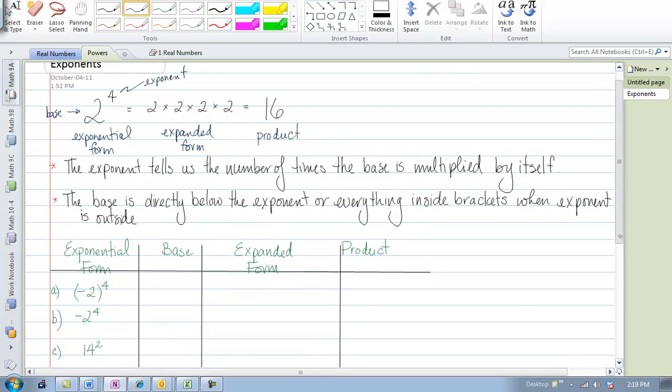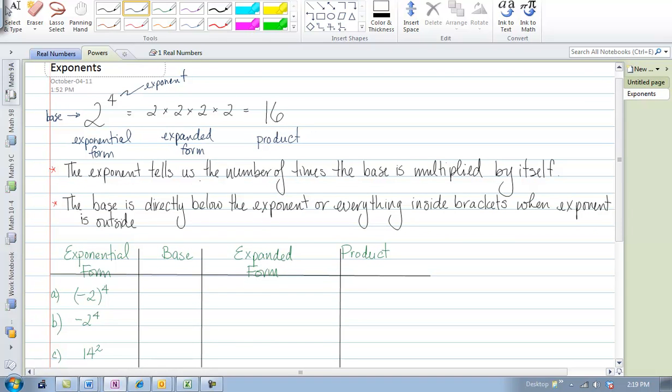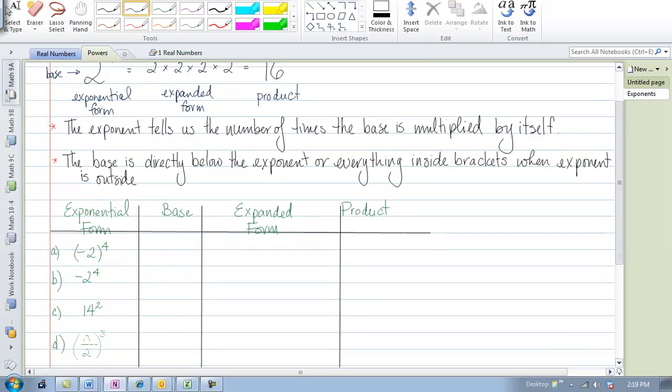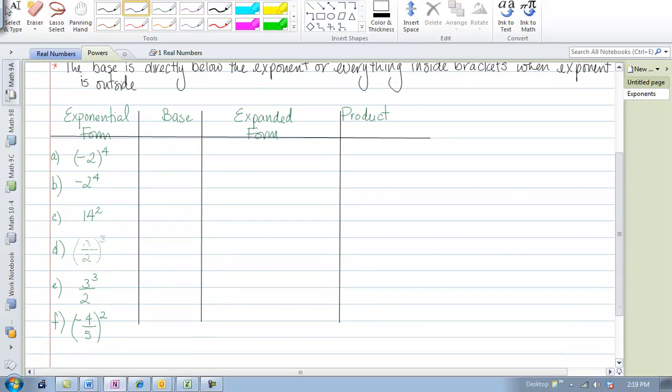So again, we can see that the exponent tells us the number of times the base is being multiplied by itself, and the tricky part for some is that the base is directly below the exponent, or everything inside brackets when the exponent is outside. So this becomes really tricky when we are seeing a negative perhaps, or maybe we have fractions. So let's take a look at some examples then.